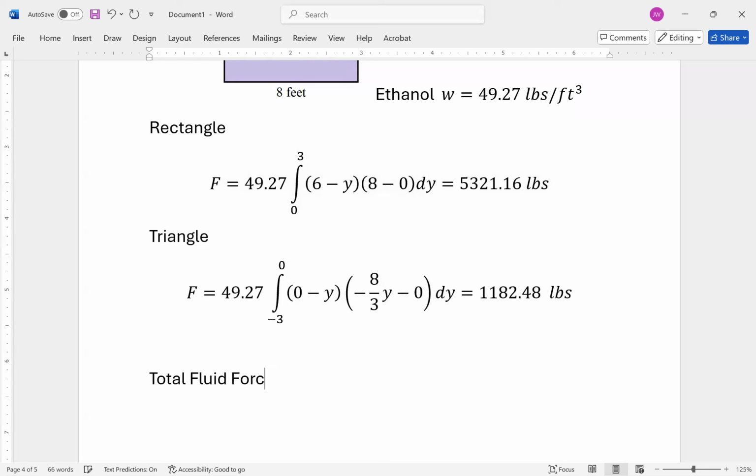Now we're asked to find the total fluid force. And so that's just going to be the sum of the two. And when you add those two things together, you get 6,503.64 pounds.